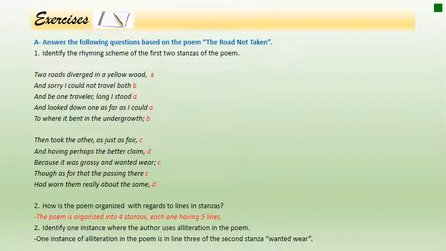Those are the answers. The poem is organized into 4 stanzas, each having 5 lines. Again, a stanza is one part of a poem, like a paragraph. One instance of alliteration in the poem is in line 3 of the second stanza, wanted wear. What did I repeat? W, the sound W, okay?